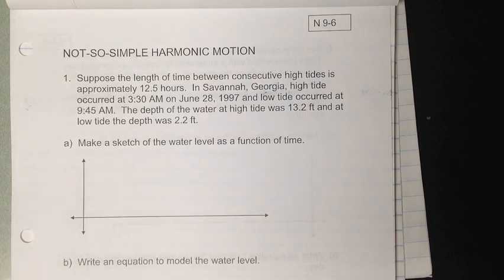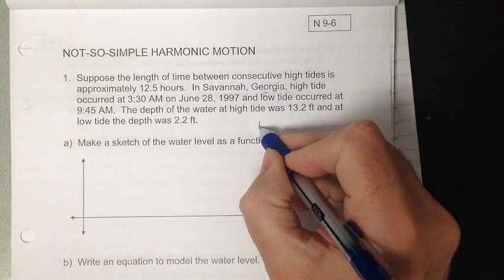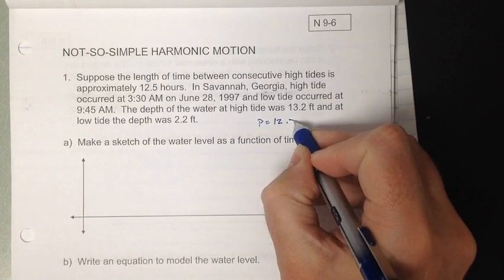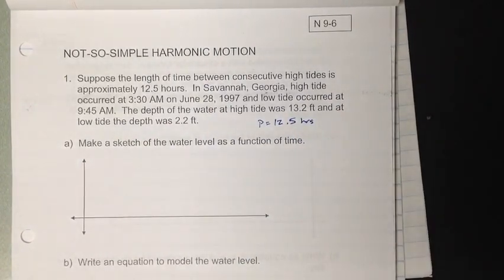So, number one, suppose the length of time between consecutive high tides is approximately 12.5 hours. That's giving us our period. Period is 12.5 hours. In Savannah, Georgia, high tide occurred at 3:30 a.m. on June 28, 1997. Low tide occurred at 9:45 a.m. Depth of the water at high tide was 13.2 feet, and at low tide the depth was 2.2 feet. Make a sketch of the water level as a function of time.